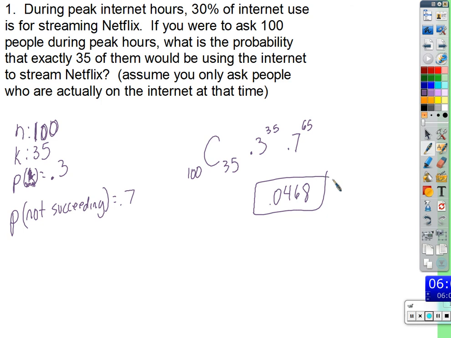7 to 65. To get anything of much interest, we want to think about the probability that 35 or more of them are using it for Netflix. We really want to look at the probability distribution, but for now, this is where we are. This is what we're doing. Okay. Any questions about that?